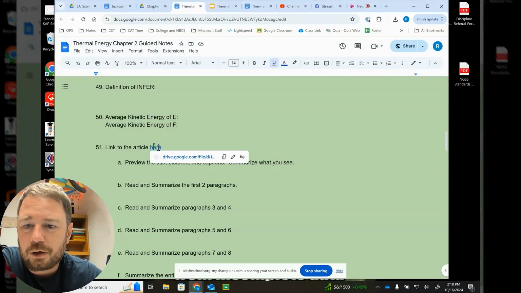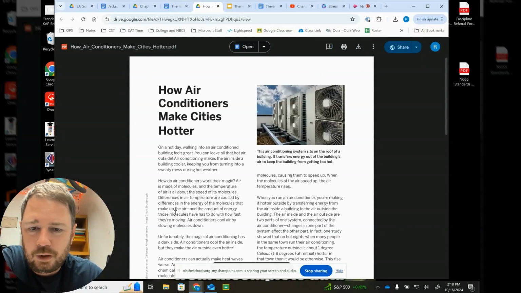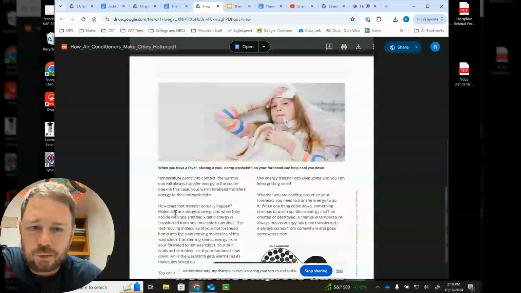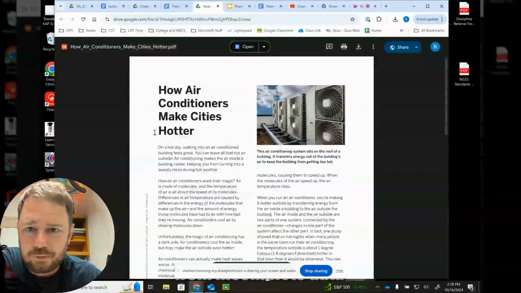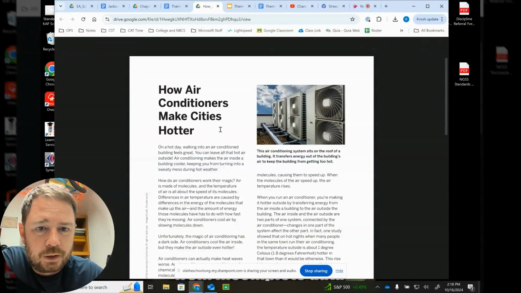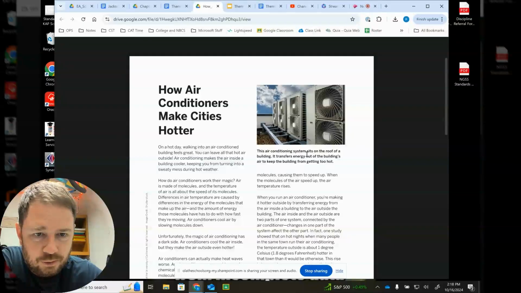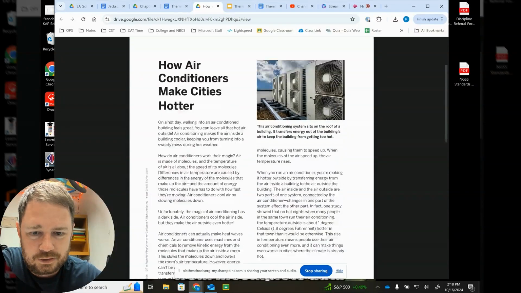So let's open up the article here in question 51 in your notes, and we're just going to look at it. I'll help you with the previewing summary and then leave you to do the summary of the paragraphs together. So the title is How Air Conditioners Make Cities Hotter. And it shows a bunch of AC units on top of a roof. And it says the air conditioning system sits on a roof of a building. It transfers energy out of the building's air to keep the building from getting too hot.